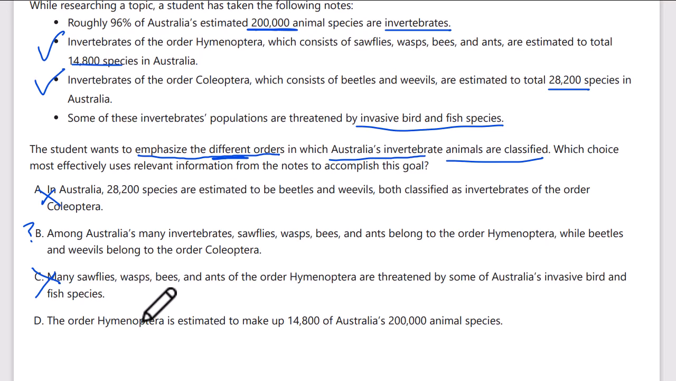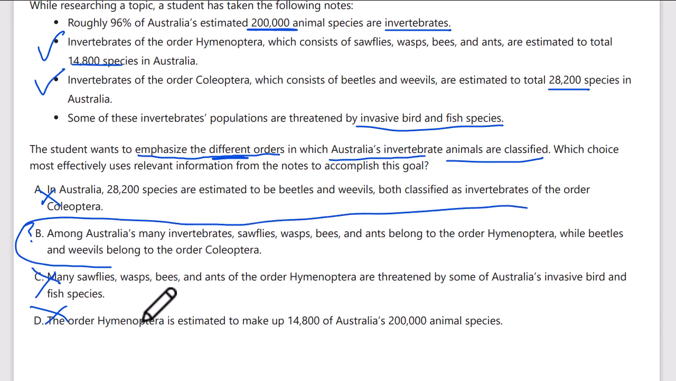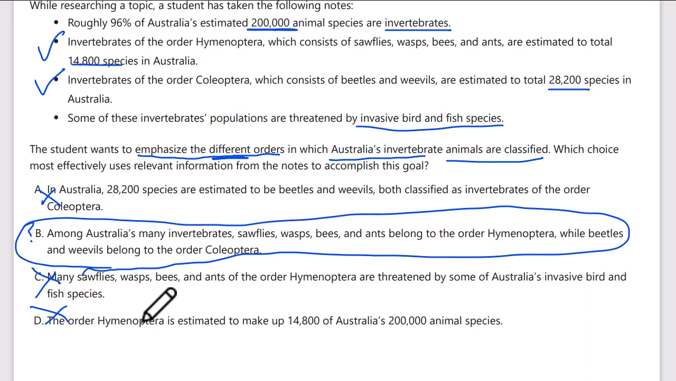The order Hymenoptera is estimated to make up 14,000 Australia. Again, that's not a difference. B is the only one that compares, or really not compares, shows a contrast or the difference. Different orders, not so much the differences between them, but identifies the different orders.